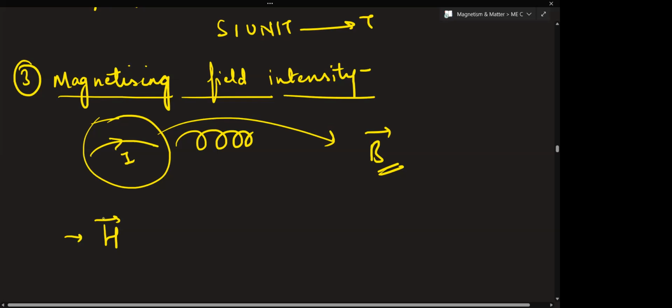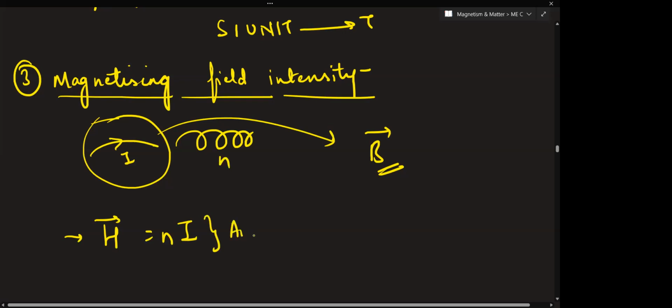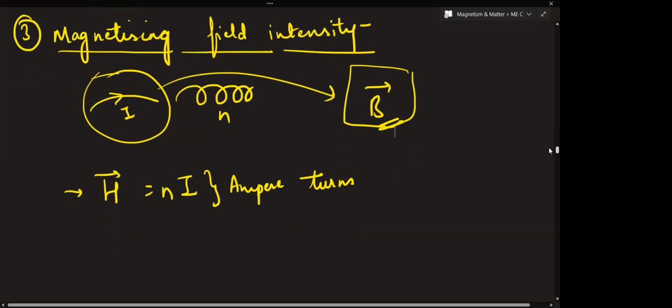So it's basically current, as I told you, and if the number of turns per unit length is n, it becomes nI. This is what is known as magnetizing field intensity. You can define it as the number of ampere turns, known as ampere turns, flowing around a unit length of solenoid that is required to produce a certain magnetizing field. That we call magnetizing field intensity.